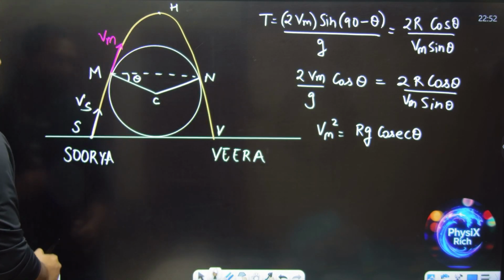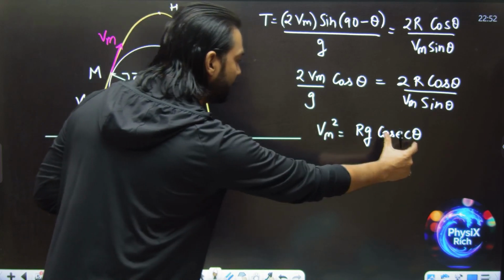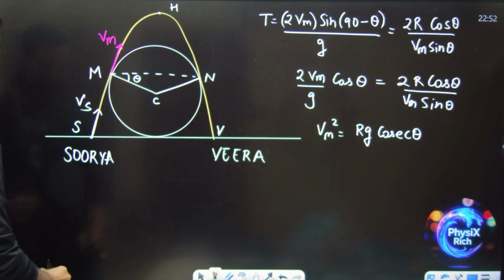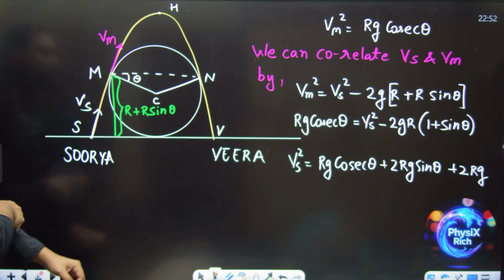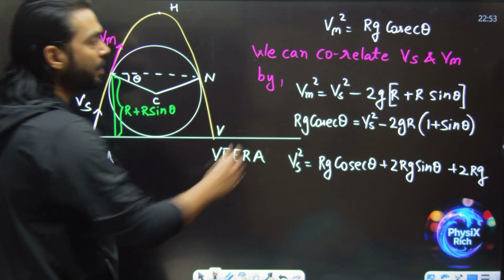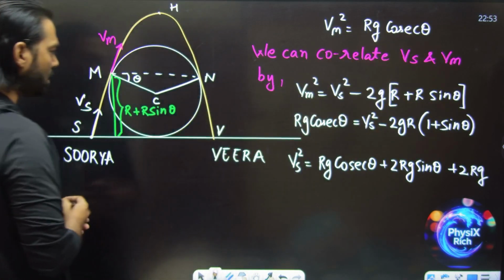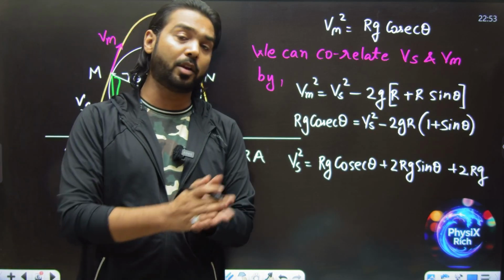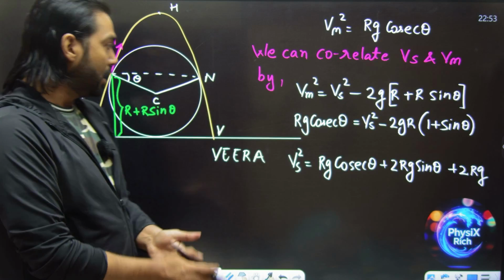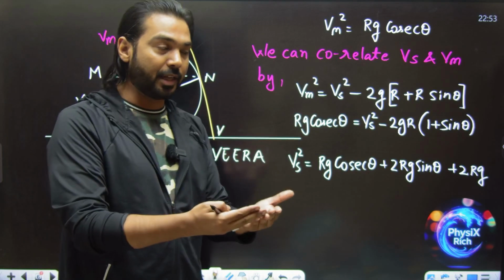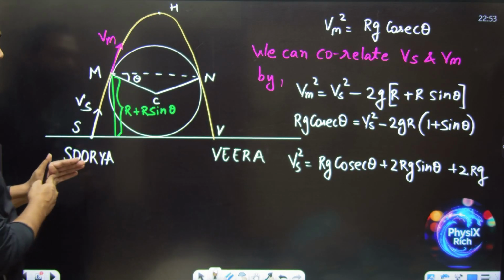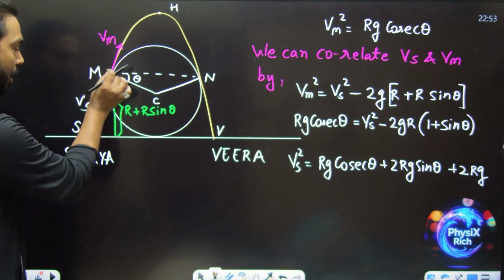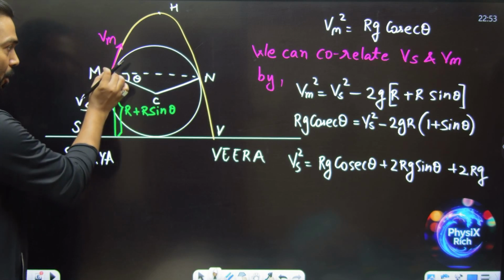Now, you see, guys, we have already found Vm in terms of theta. All we need to do is to find Vs in terms of theta. If we can do that, then we can apply our minimization problem. So, how do we correlate Vs and Vm? We do that using the third equation of motion, which is V square equals U square plus 2As. The final velocity and the initial velocity are taken in this motion only from the source S to the point M.